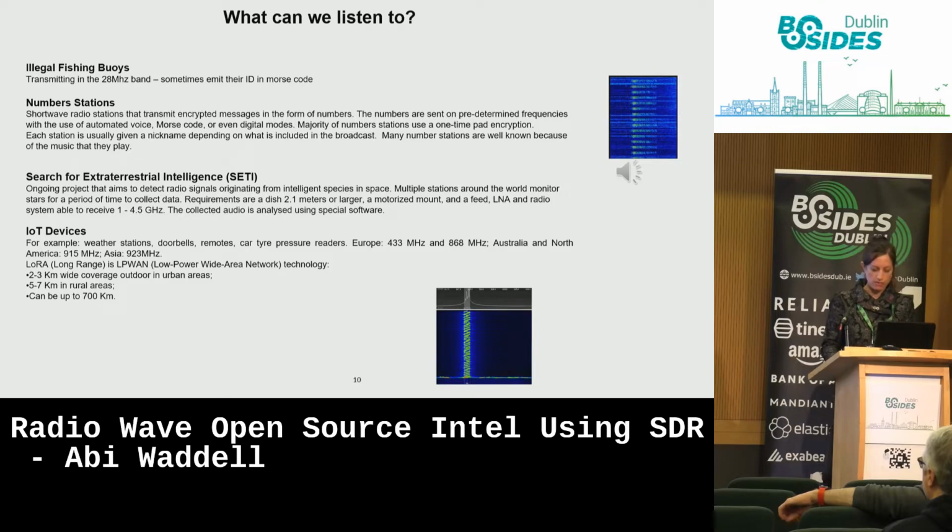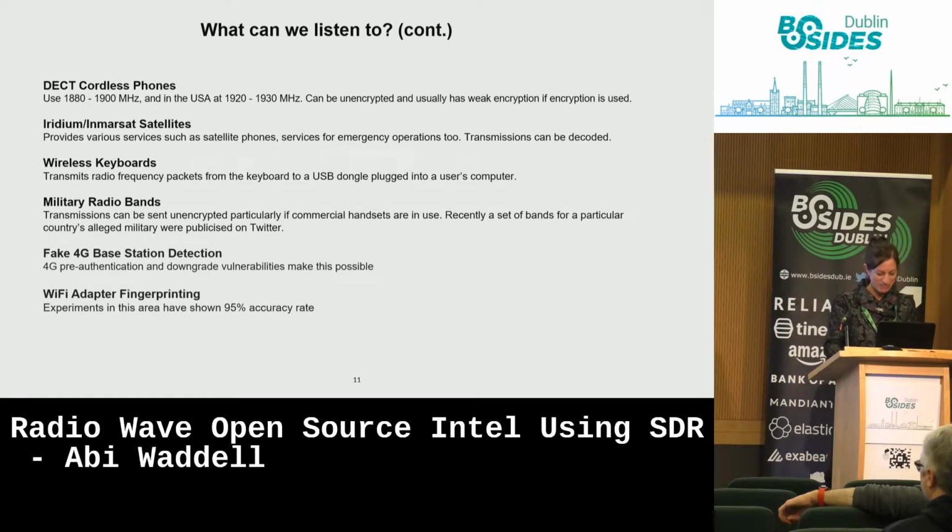Long-range, low-power, wide-area network IoT devices can be decoded and decrypted, but this appears to be a work in progress. DECT cordless phones can be unencrypted and usually have weak encryption if encryption is used. Iridium and Inmarsat satellite transmissions can be decoded.